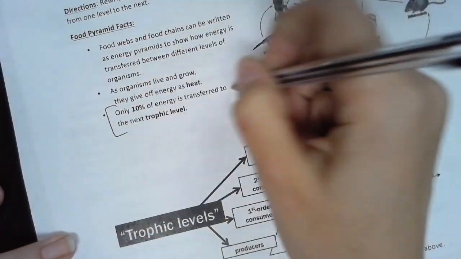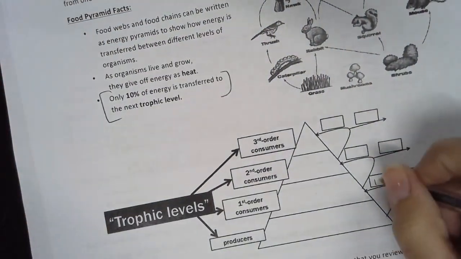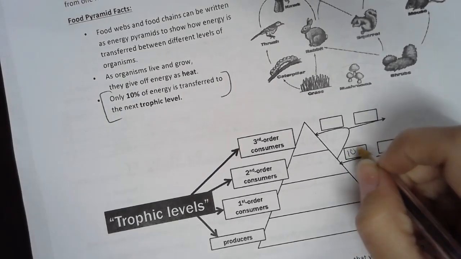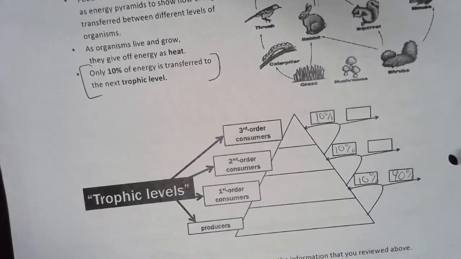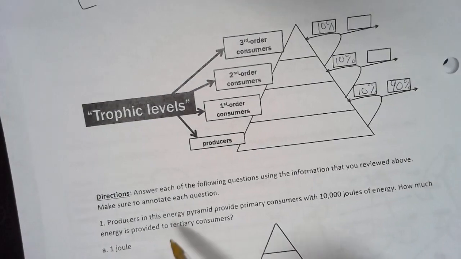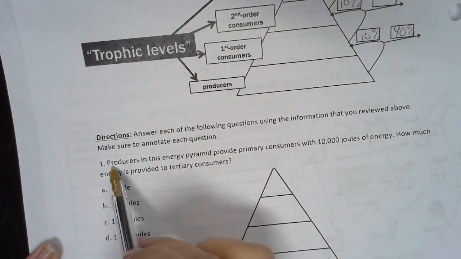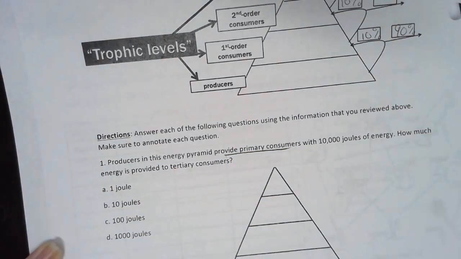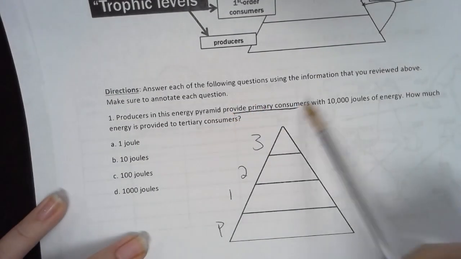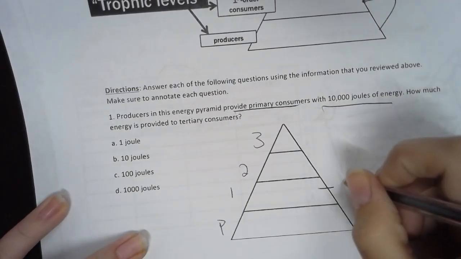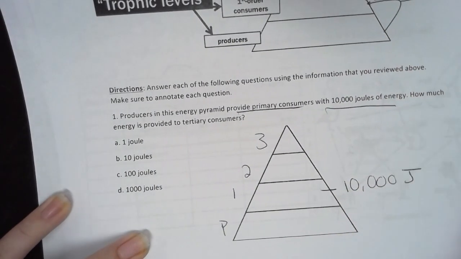Flip your page, please. When we're looking at trophic levels, it's really important that we talk about the 10% rule. From each level, only 10% actually goes from one level to the next, and then 90% of it is lost by heat. So when we're looking at a problem like this, it says producers in this energy pyramid provide primary consumers. I have producers, primary, secondary, third, tertiary. If it's providing primary consumers with this energy, then right next to primary, I would write 10,000 joules because that's what it's starting with.